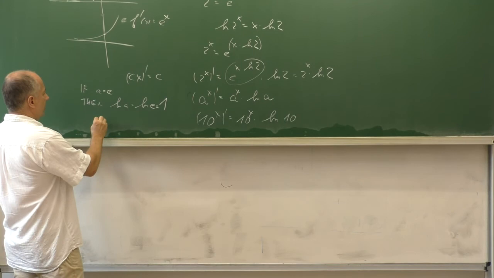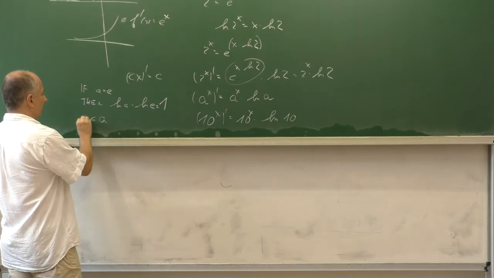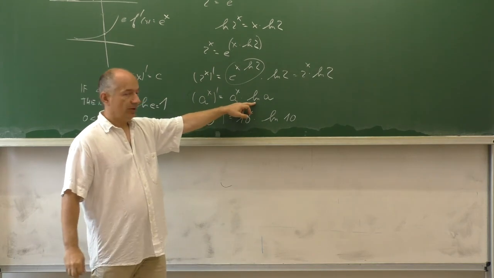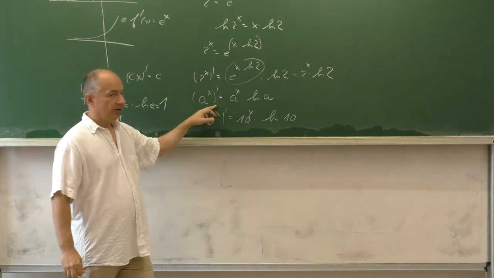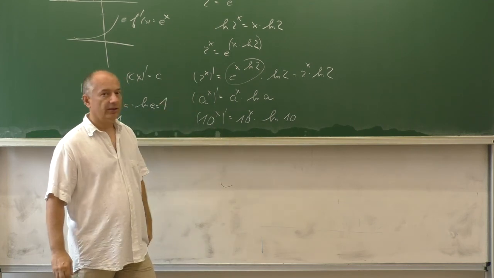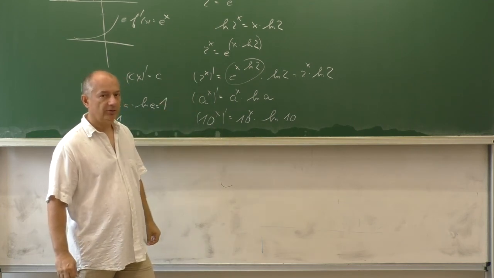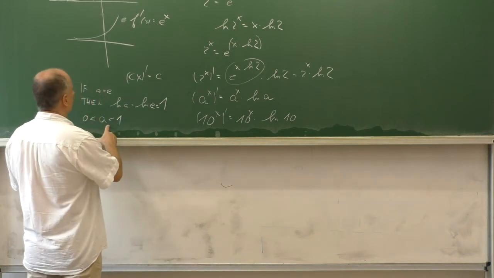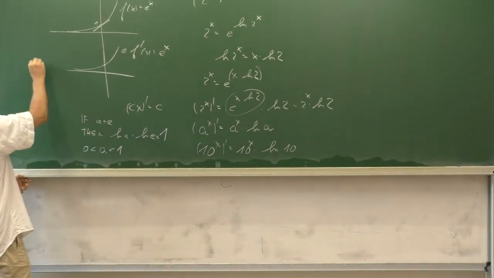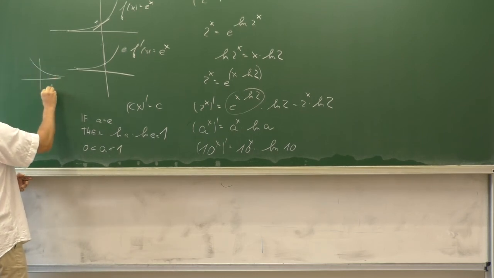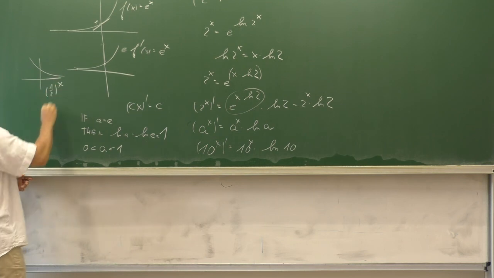And if a is between 0 and 1, then the logarithm is negative. The derivative is negative, and this is in agreement with the fact that the exponential function is decreasing for low base. The exponential function looks like that. Say if we have 1/2 to the power of x.